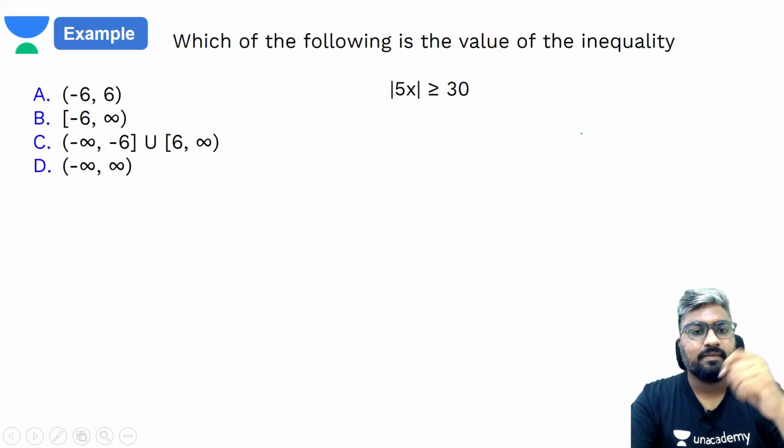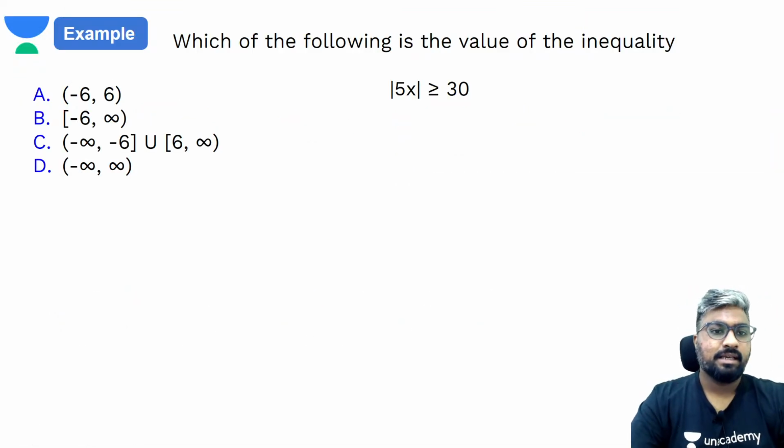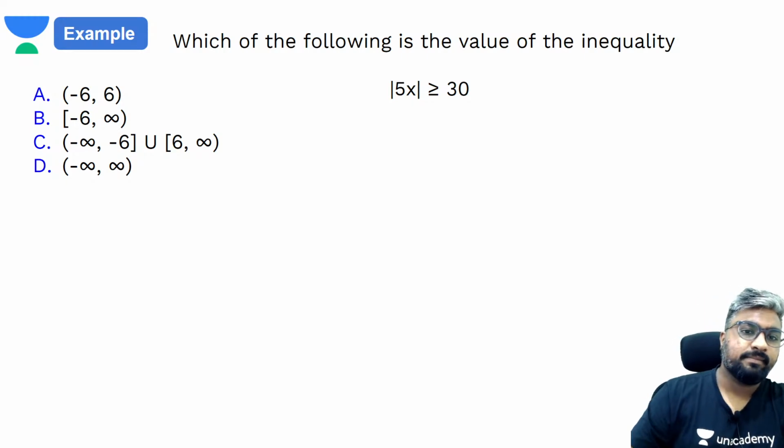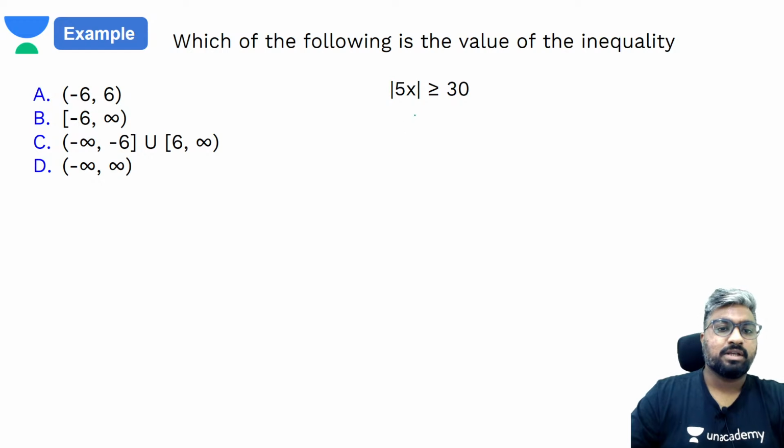So we'll start with an example question. Look at this. Which of the following is the value of this inequality? Modulus 5x is greater than or equal to 30. Now in this case, what will happen? There will be two possible cases.